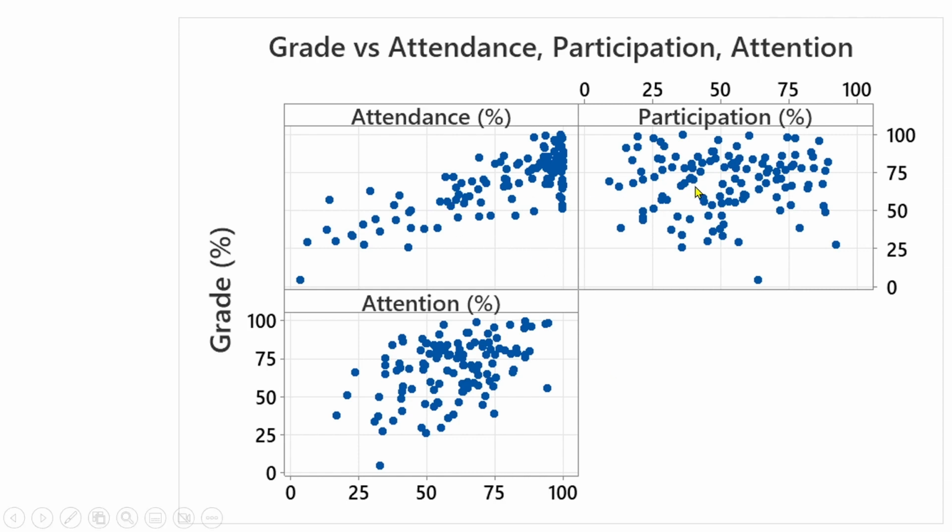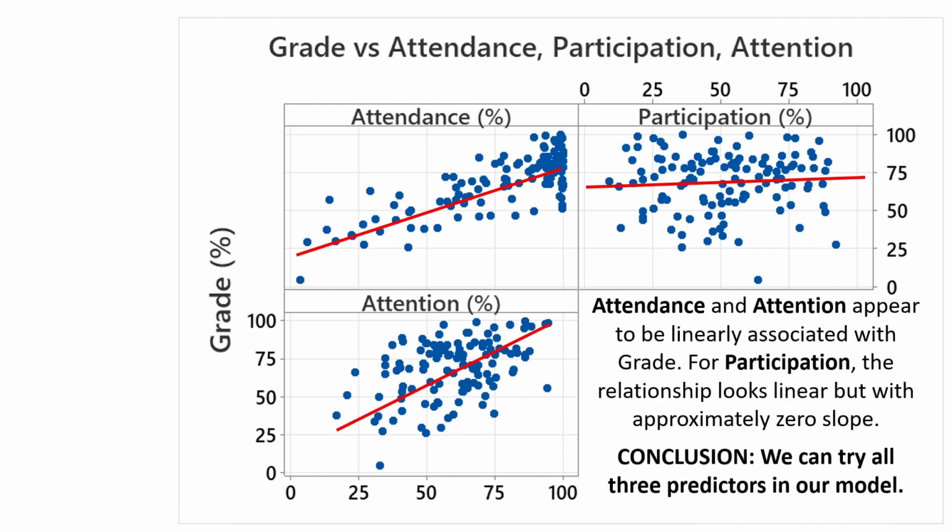And so here we have our three predictors: attendance, participation, and attention. Each is being plotted against the final grade. And so I think it should be pretty obvious for most of us that there are linear trends in these data clouds. But the one for participation is not very noticeable.